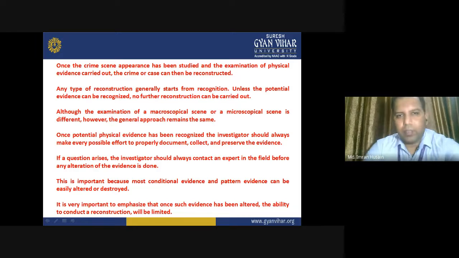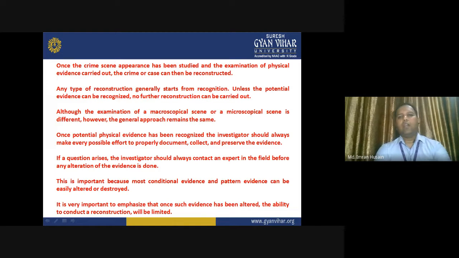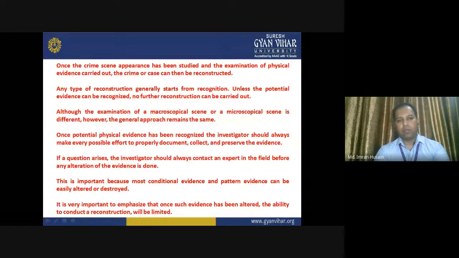Once the crime scene has been studied and examination of physical evidence carried out, the crime or case can then be reconstructed. First of all, you must understand the listing of all the physical evidence that has been carried out, and the crime or case can then be reconstructed with the help of proper data analysis and proper evidence analysis. Any type of reconstruction starts from recognition.